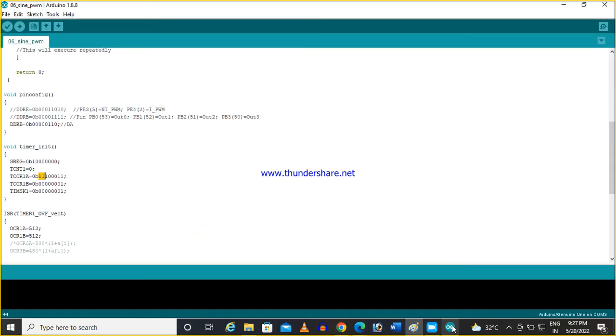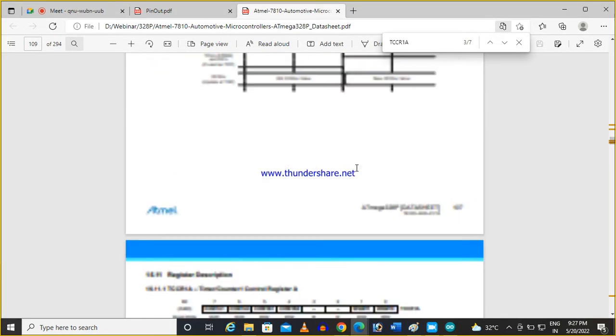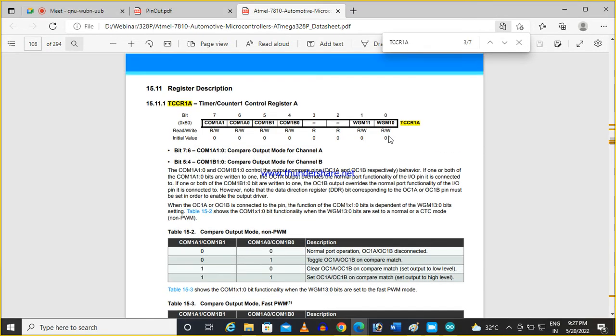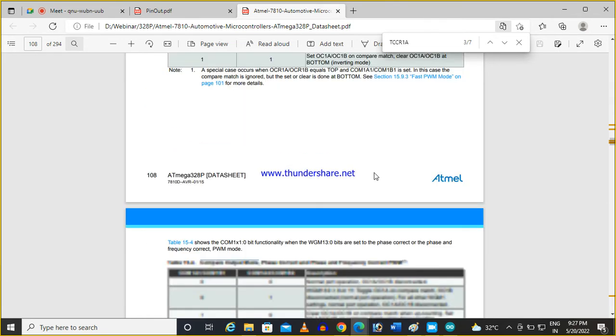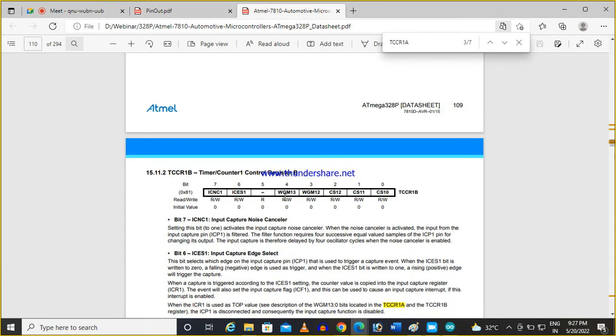So now in the code, these 4 bits are very clear. Now I am coming to the other bits. Other bits what? This WGM bit. This is the waveform generation bit of that register. So here 2 bits are in register A and the other 2 bits will be in register B. You see, this is the register B. So here these are the other 2 bits.